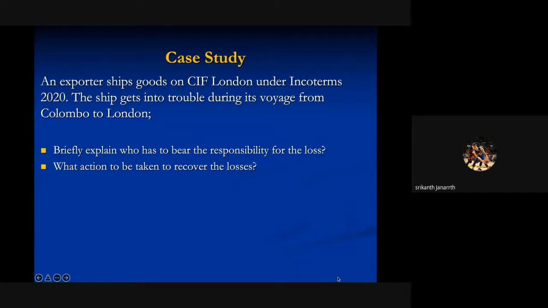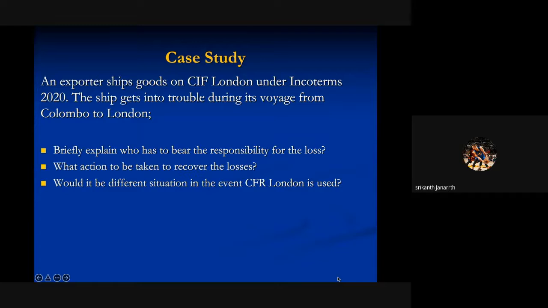Preferably, Institute Cargo Clause A. Write it as ICC, capital A, or ICC within brackets A, Institute Cargo Clause A, which is fully insured. You can take the losses, right?